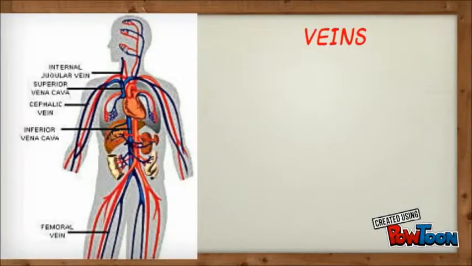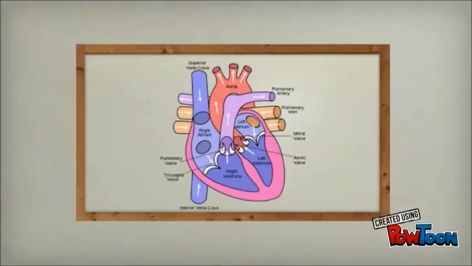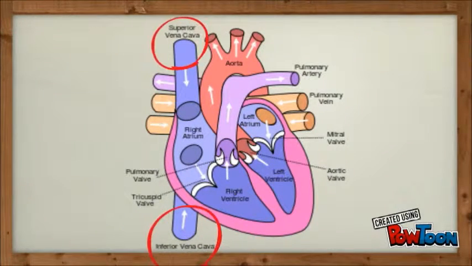Veins transport used blood from all over the body back to the heart and lungs for oxygenation. Veins are often visible through your skin as blue lines. They look blue because they carry blood that is full of waste products and low in oxygen. The motorways of the venous system are the vena cava. The superior vena cava carries blood to the heart from the upper body, while the inferior vena cava carries blood from the lower body.